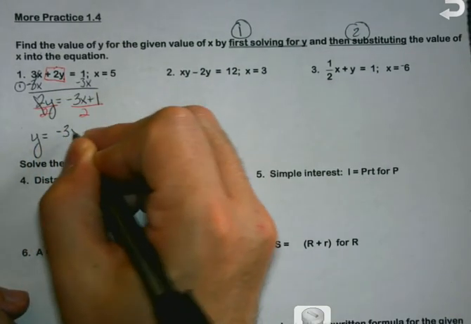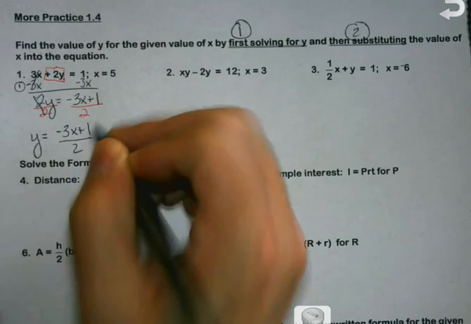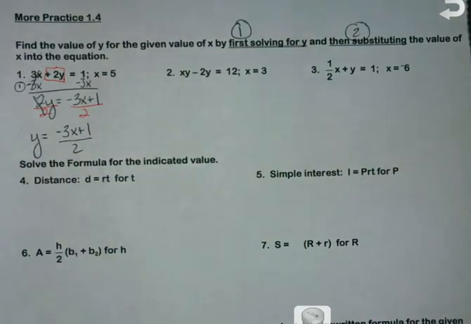You don't have to. You could absolutely, if you wanted to, make this negative 3 over 2x plus 1/2. You absolutely could. It'd be more of slope-intercept form. However, here's the deal with that. If you put it into the other form and then you go to plug in the 5, you're going to have fractions that you're dealing with when you're trying to calculate it. I personally wouldn't want to deal with a fraction. Those are no fun. So here's what I would do.